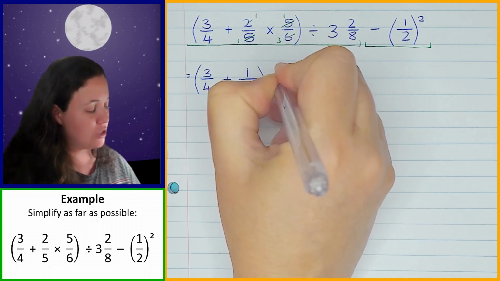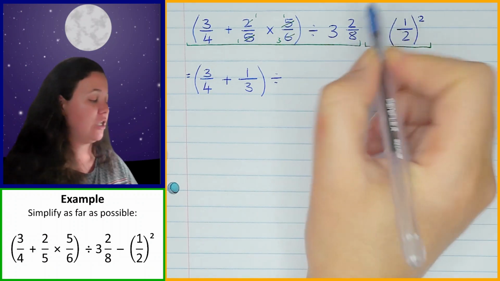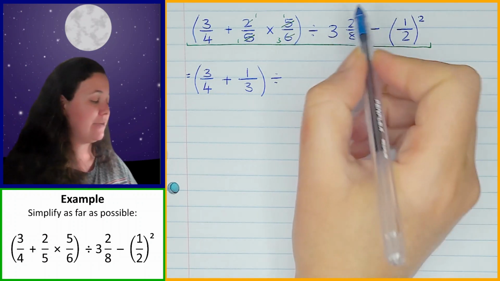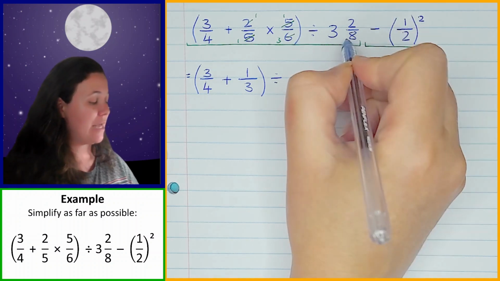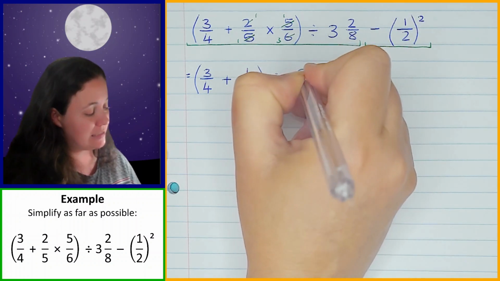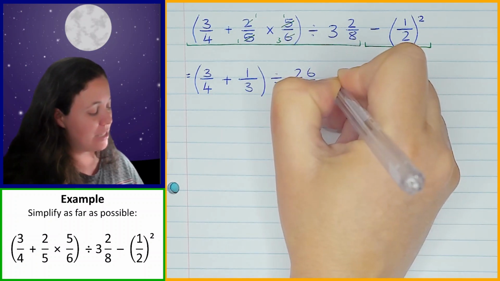And then I'm also going to go and change this to an improper fraction. So 3 and 2/8, if I multiply the 3 by the 8, it gives me 24. And then I add the 2 and it gives me 26. So that's 26/8. And then I've got minus.